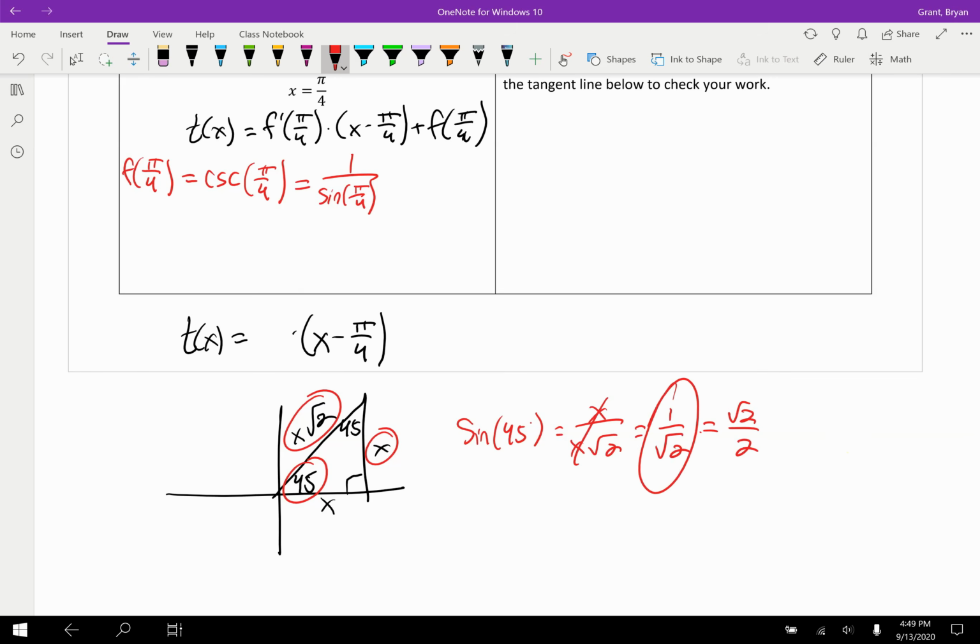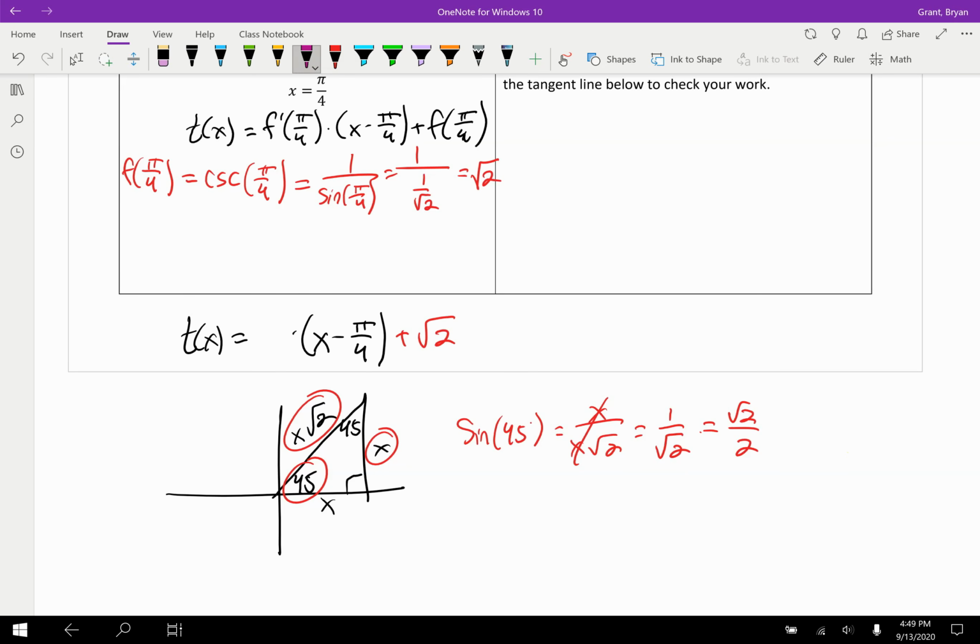I'm going to keep it as 1 over root 2 though, because I'm doing 1 over something, and if it's already rationalized and then you do 1 over that, it's going to unrationalize it, which I'm sure is a word. So I'm going to use the unrationalized version, which is 1 divided by square root of 2. And 1 divided by all that is just going to flip the bottom fraction, which gives me the square root of 2.